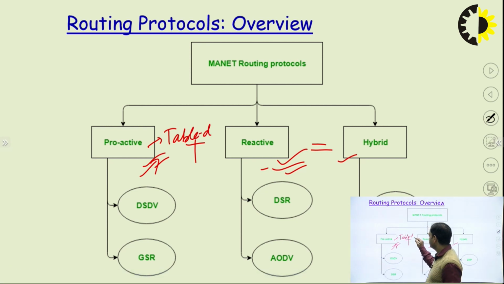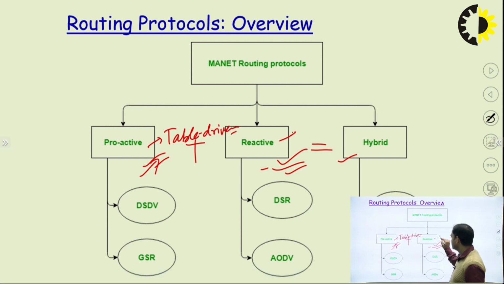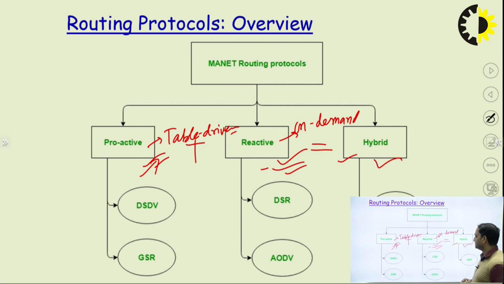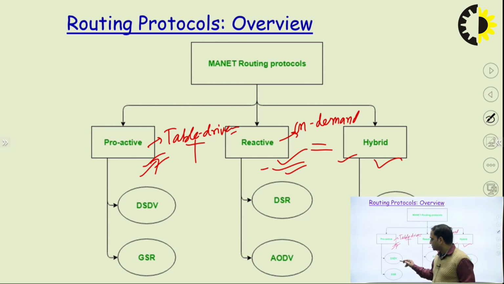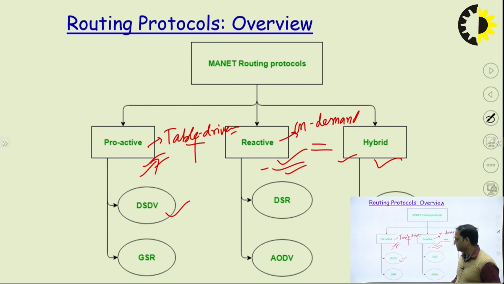So the proactive one is completely table driven, and the reactive one is based on on-demand. This is the basic difference between these two. And as I said, hybrid is a combination of proactive and reactive, so the advantages of both can be combined and used in the hybrid routing protocols. Proactive routing protocols have examples like DSDV and GSR. In reactive routing protocols, we have the examples DSR and AODV.